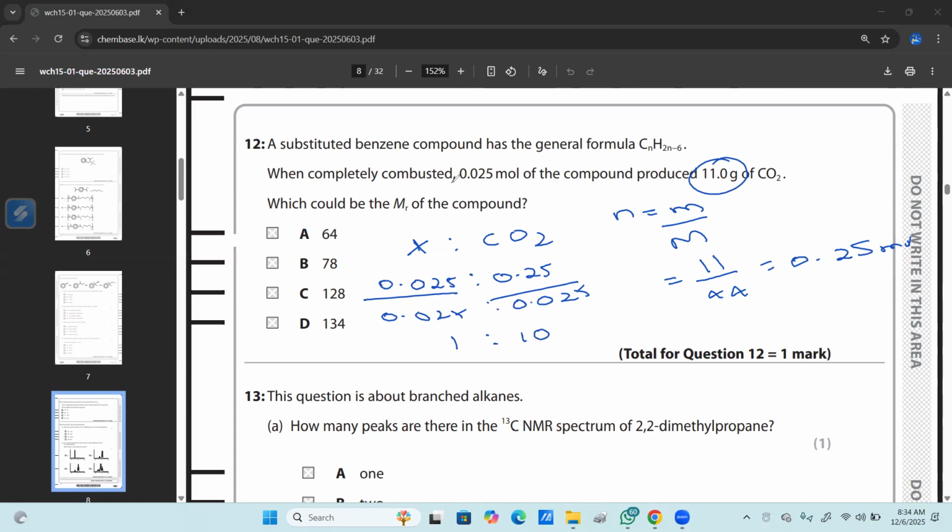Right? So then we found the ratio between, that means X plus O2 gives carbon dioxide and water. 1 mole will give 10 moles of carbon dioxide. So we found 0.025 as the moles of the compound. So we know that there are 10 moles of carbon dioxide to indicate that there are 10 carbon atoms.